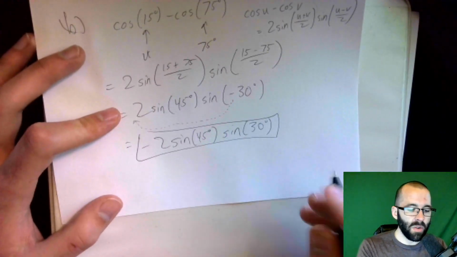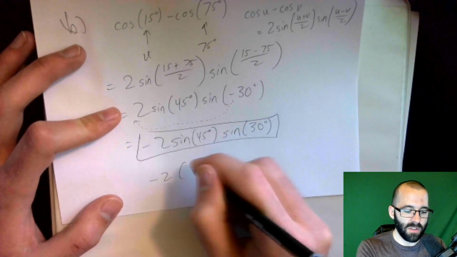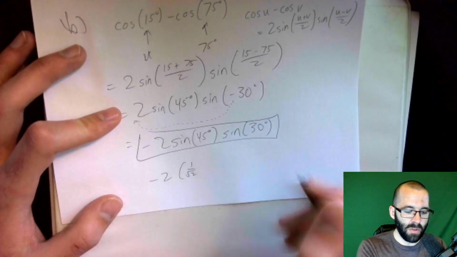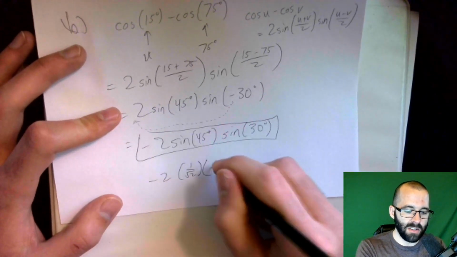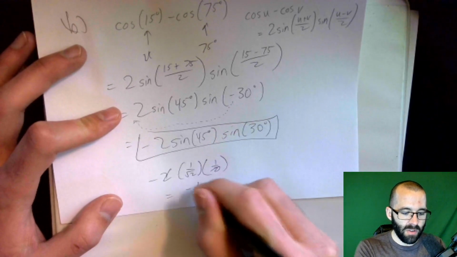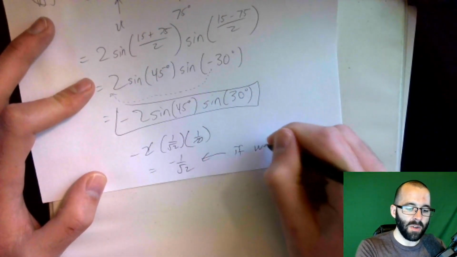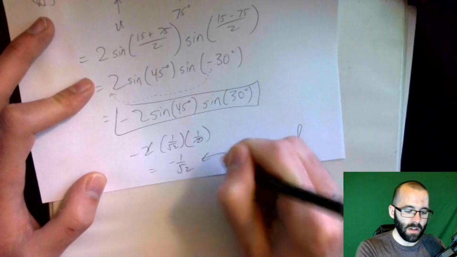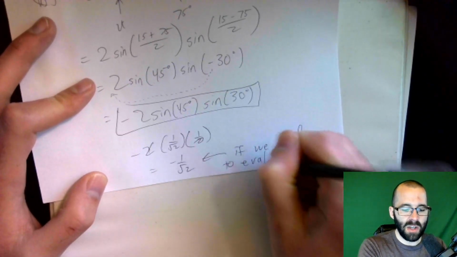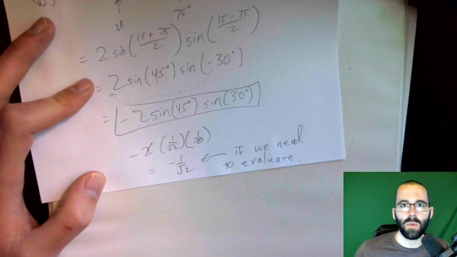If the problem said to evaluate it, then you would just do 2 times, what is this, root 2 over 2? Or 1 over root 2, depending on if you care to rationalize, and for 30 degrees, sine's going to be a half. So you're going to get negative 1 over root 2, if we need to evaluate. Well, the problem is going to specify, okay? There will be a couple of both types. Just make sure to read the instructions.